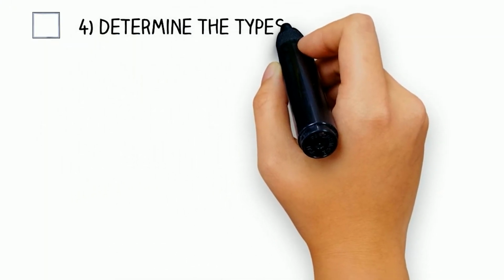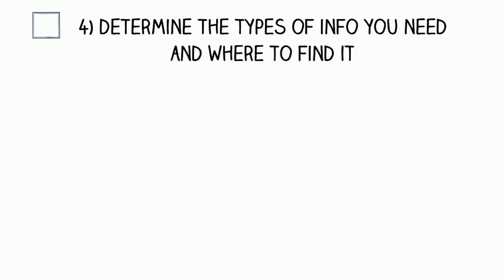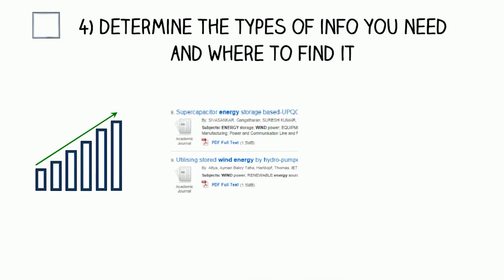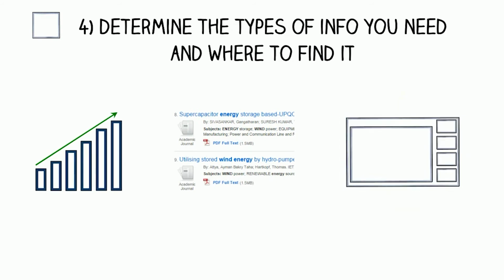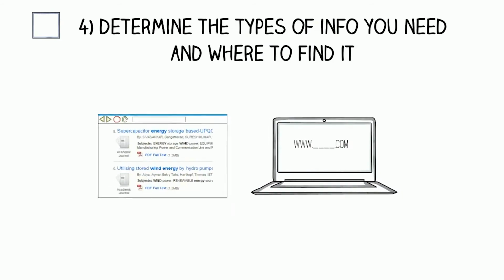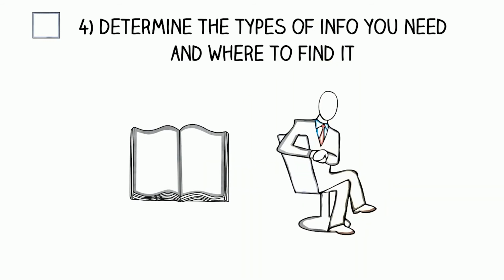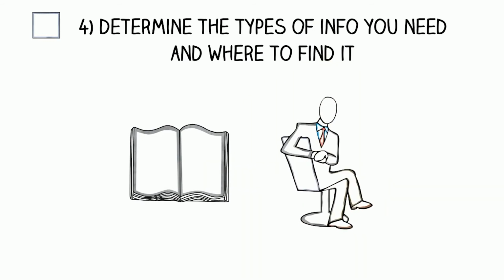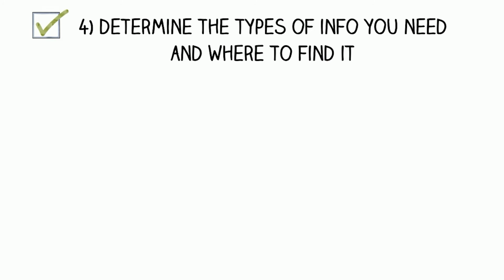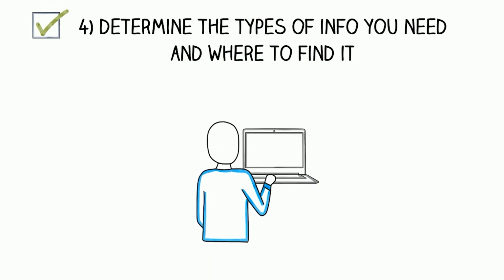Step 4 is to determine the types of information that you need and where you will find it. For example, do you need statistics? Do you need research articles? Do you need images? Where will you find this information? Is it on the web or in one of the library's databases? Do you need a book to provide a basic introduction to your topic? Should you interview someone knowledgeable about your topic? Now you know what you're looking for and where you're going to look and can carry out your search.